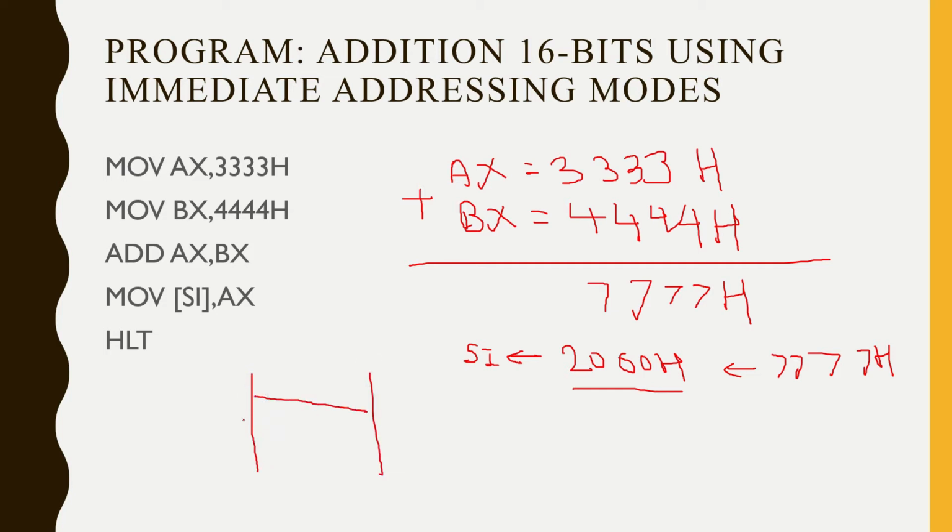Okay, so clear. If I want to explain it in more detail, suppose these are the memory locations 2000 and 2001. After execution of this instruction, the content of 2000 will be the lower byte 77 and the content of 2001 will be the higher byte 77. So this will get reflected. Related to this, we will see the programming.